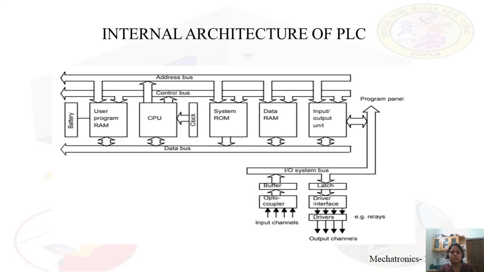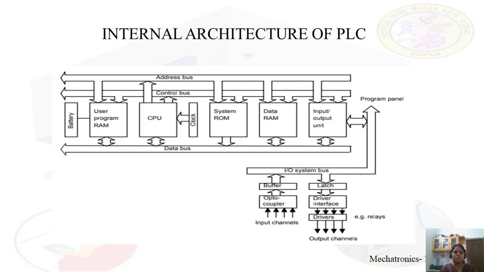This is the internal architecture of the PLC, how it looks. Our main components: this is our CPU, and this is RAM, ROM and all, the memory unit. And this is our IO module unit. From here we are giving the input channels, and from here we are controlling our actuators, the output channels. And to communicate between all these components, we need the buses. Here we have 4 types of buses used.